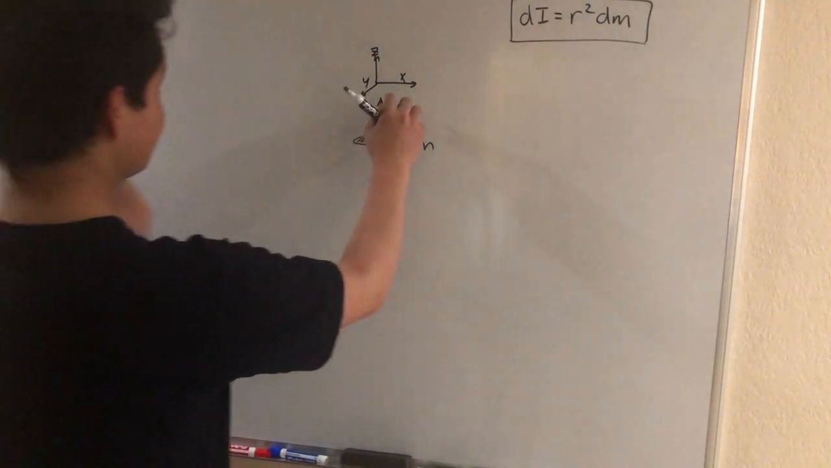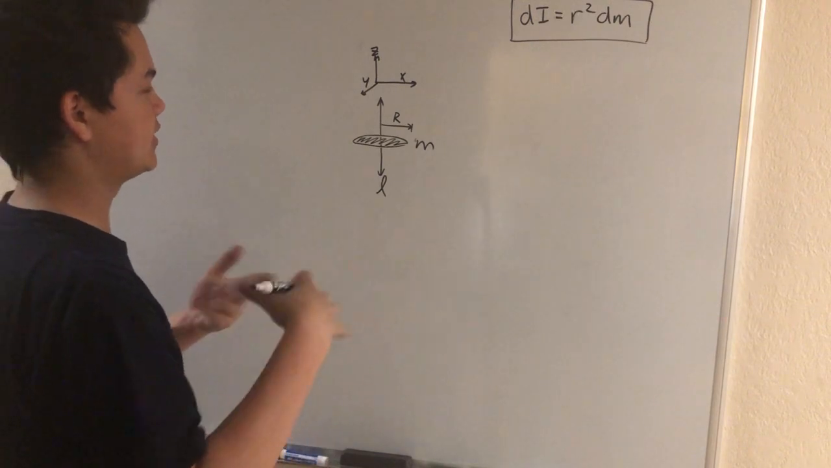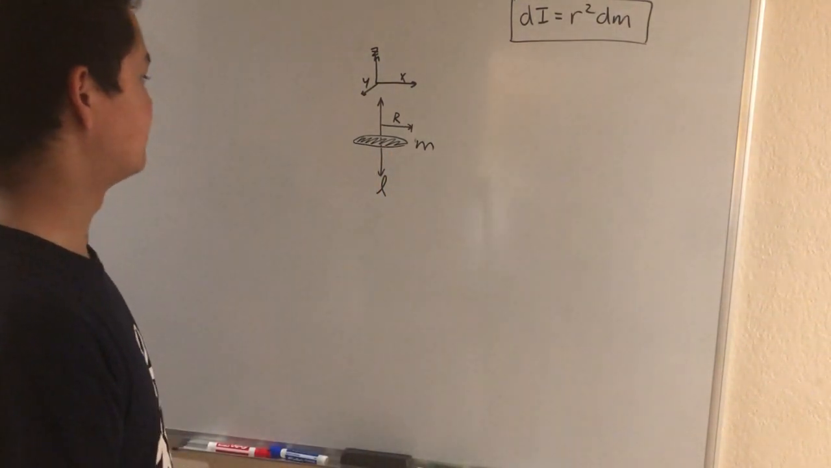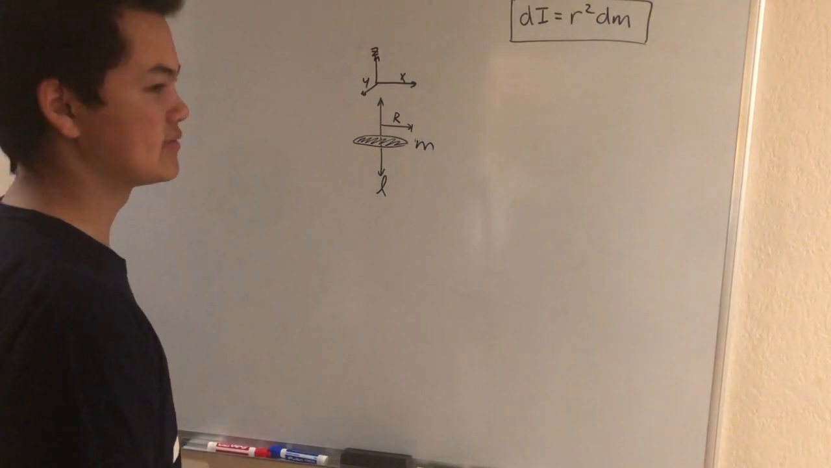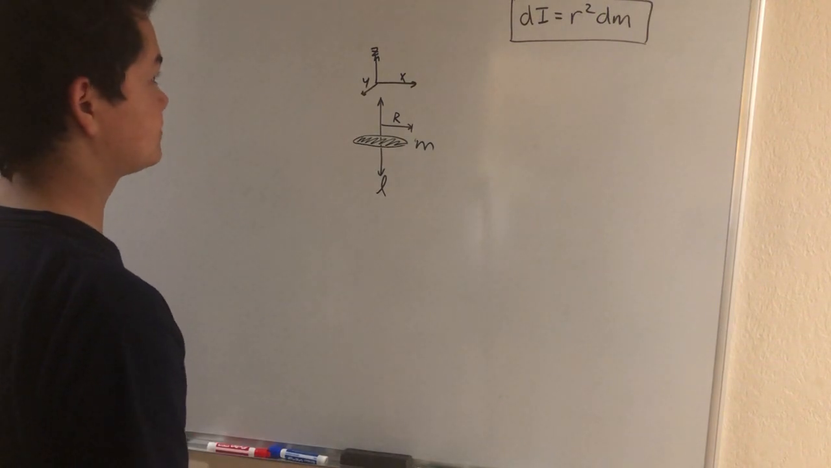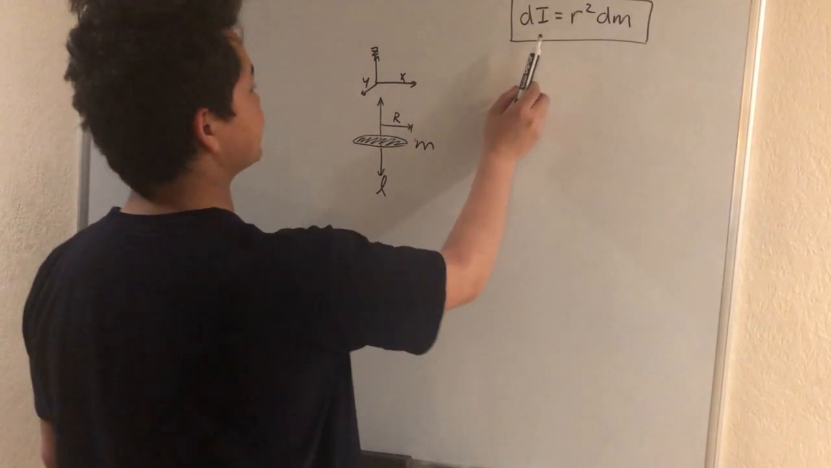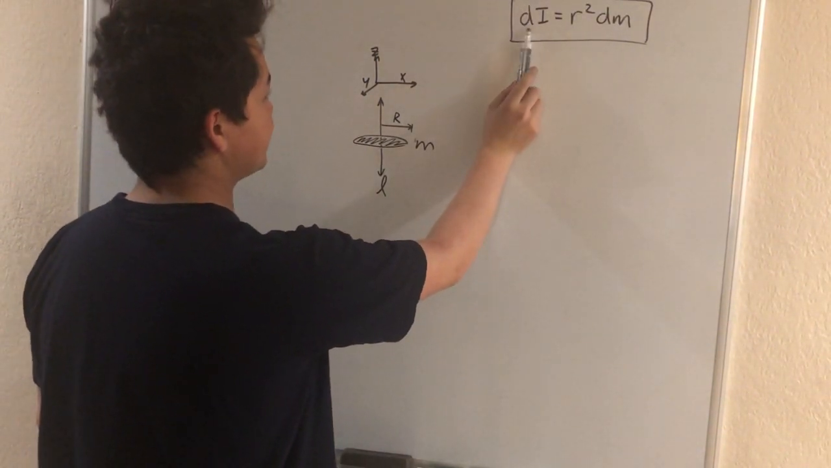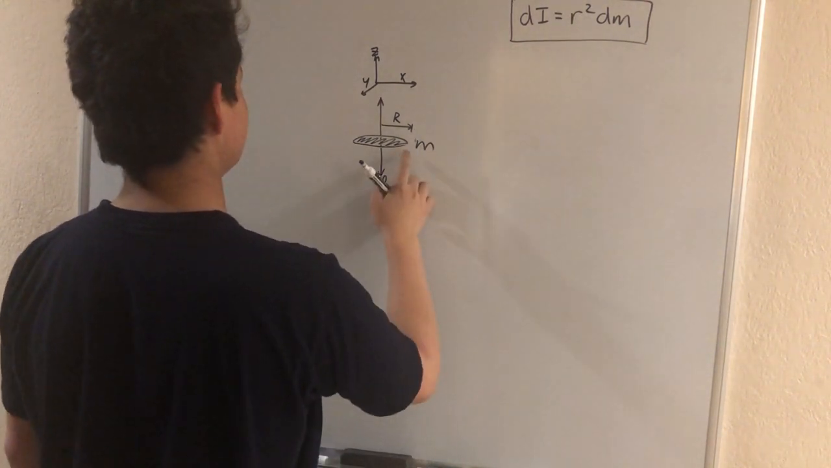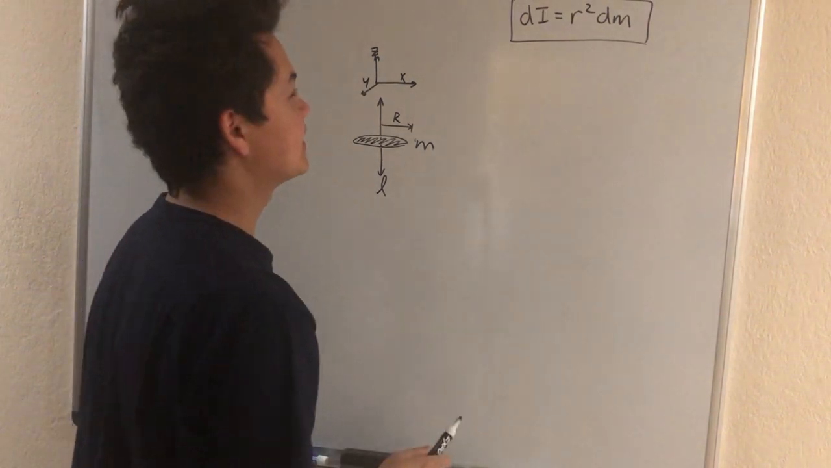Here's our coordinate system. We have x and y. The xy plane is the plane of the disk, and the z-axis is parallel to, or is, the axis of rotation L. All right. So the equation that we're going to use here is this equation, which is that a small change in moment of inertia is r squared, where r is the distance to the axis from some point, times the differential in mass.